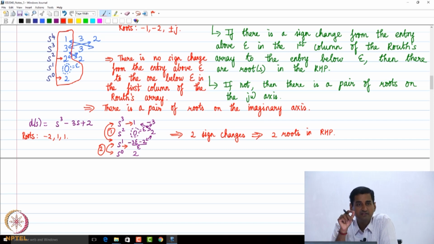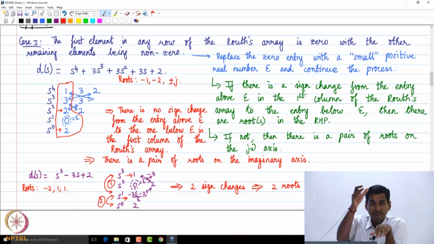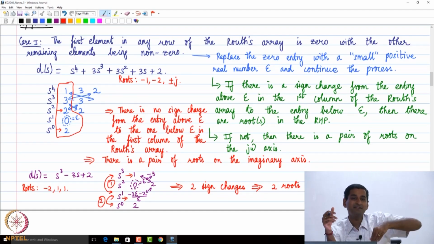Okay. So when the first element in any row happens to be 0, with other elements being non-zero. Yes? I mean, the definition says first element of any row, but it's always the first column. First entry, yeah. Okay, one minute. The first element in any row of the Routh array, right? Because we need to always divide by the first element, right? So, see, not the first column. The first element in any row of the Routh array. Okay. Obviously, that will appear in the first column, right?